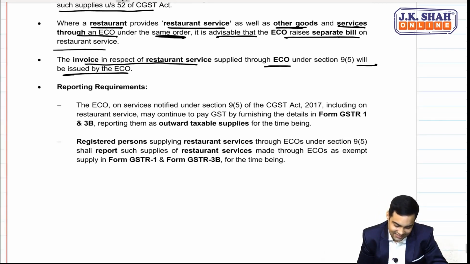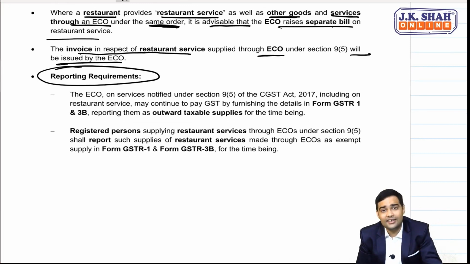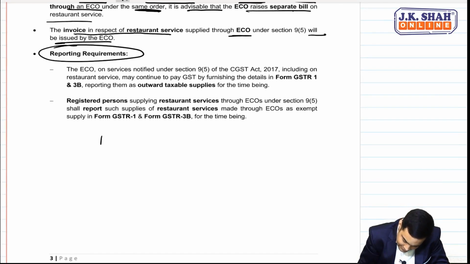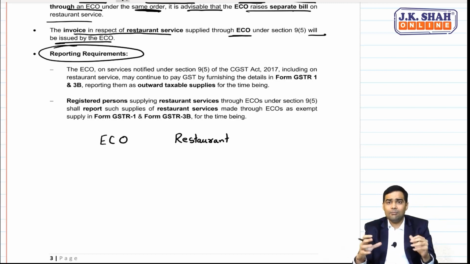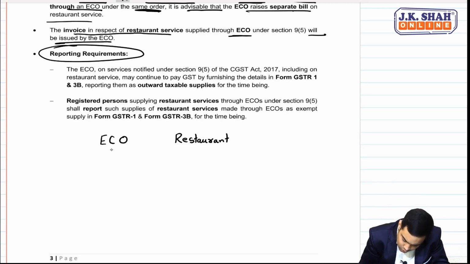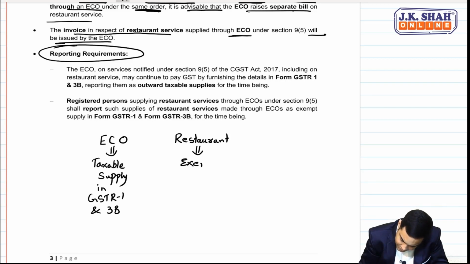Reporting requirement, people, where will it be reported? Government has said for the time being, see, ECO and restaurant, if the restaurant is unregistered, no problem, but if the restaurant is registered, that means they provide something else as well, and say some people will come there and eat, so for such cases the restaurant is only liable to pay. Now, who should report it where? ECO will report it as taxable supply in GSTR 1 and 3B, and the restaurant will report it as exempt supply in GSTR 1 and 3B. This is the advice given by government.